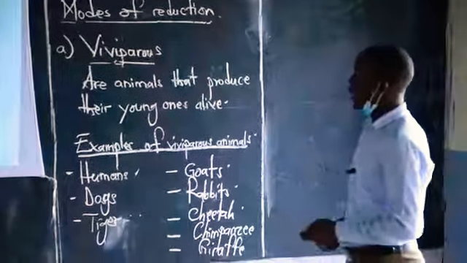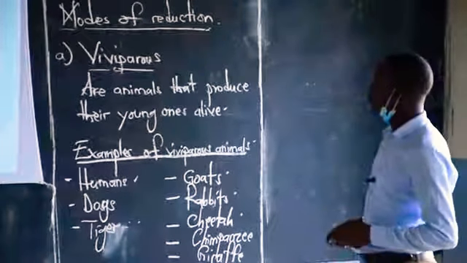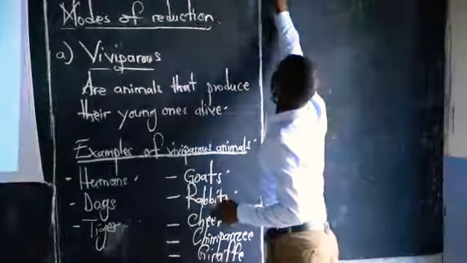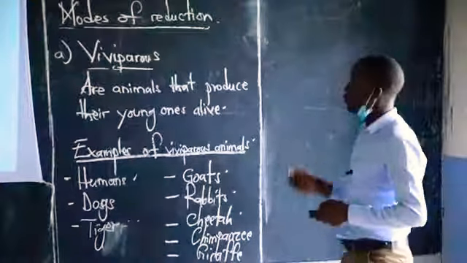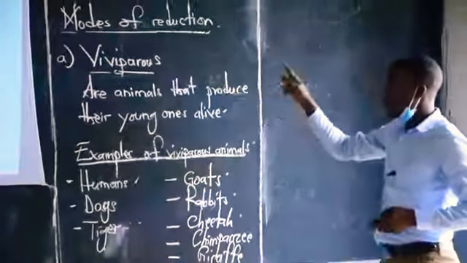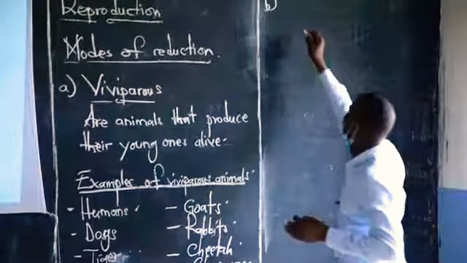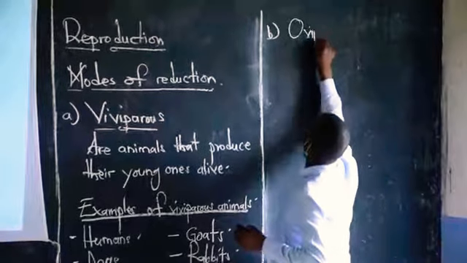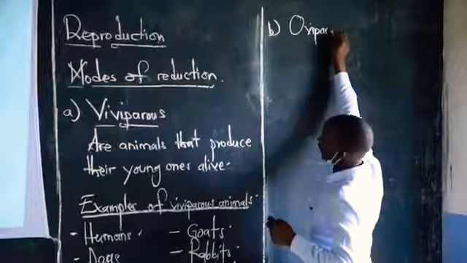So we can now move to the second reproductive mode of animals. This will now be part B. These are grouped as viviparous animals, the ones which give birth. Then B will be oviparous.